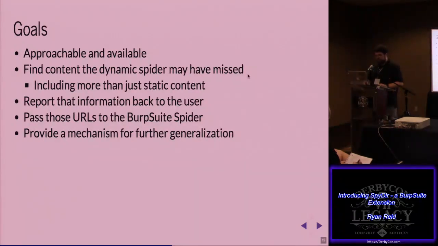So the goals of the project are to be approachable and available. We're going to do that through BurpSuite. Find content that the dynamic spidering may have missed. And that's going to include more than just that static content that we were talking about before. It's going to include some of those dynamic URLs, right? We're going to report that information back to the user so that they can make a decision whether or not they want to send that over to the BurpSpider, or if they just want to maybe hold on to that information for a later date and time or do direct browsing themselves.